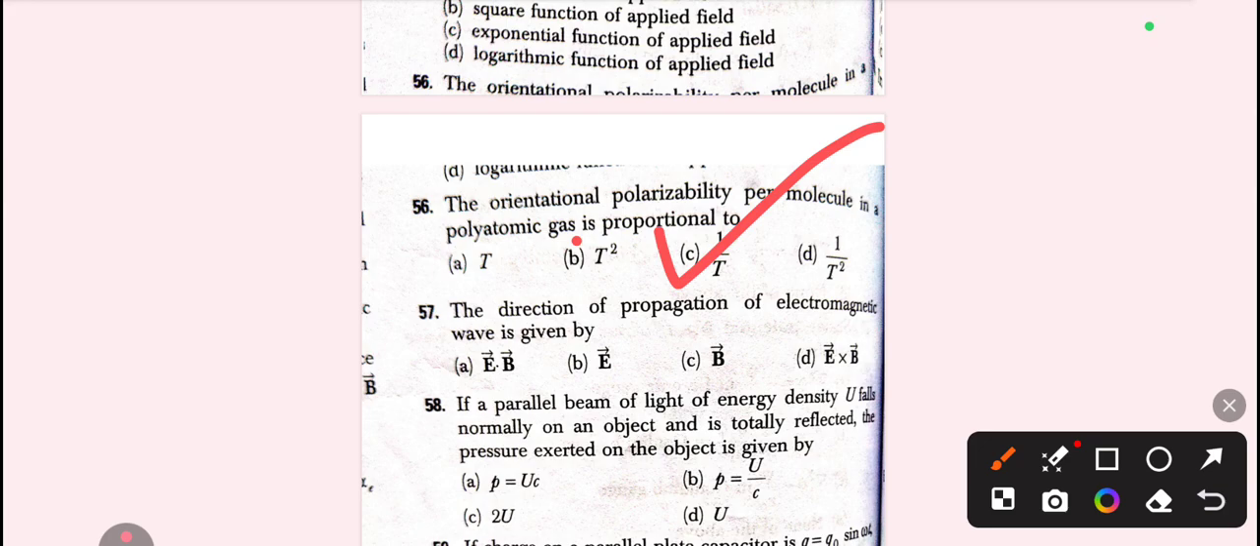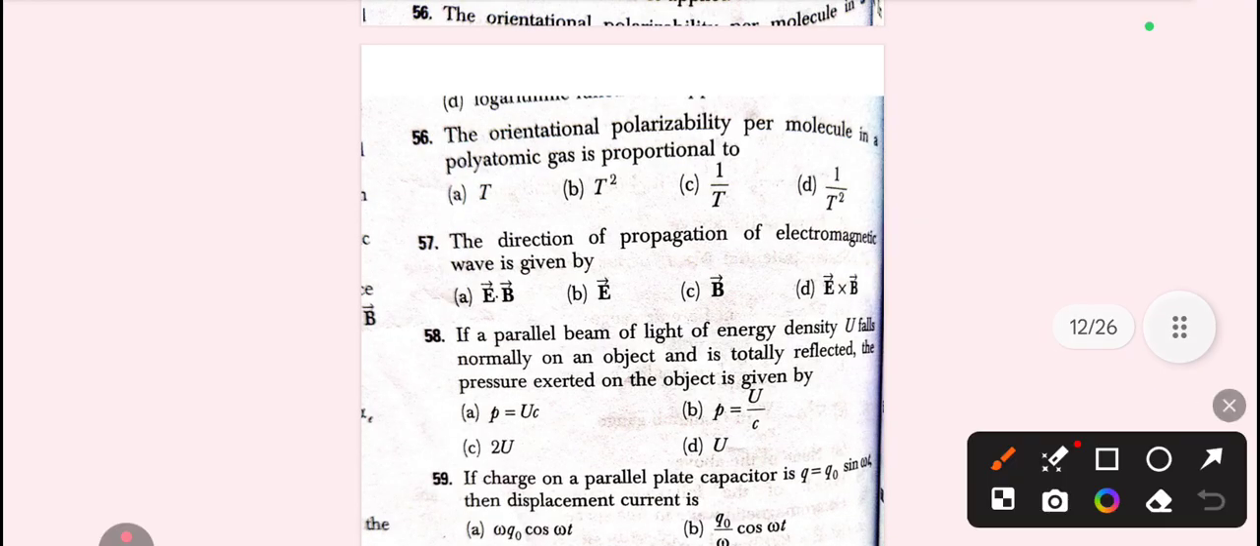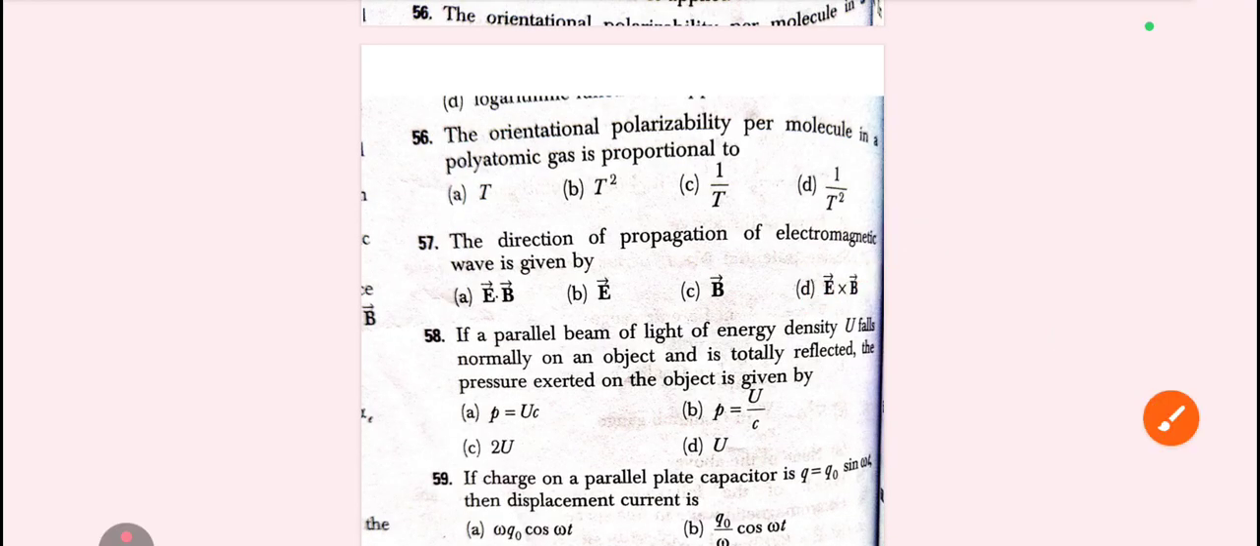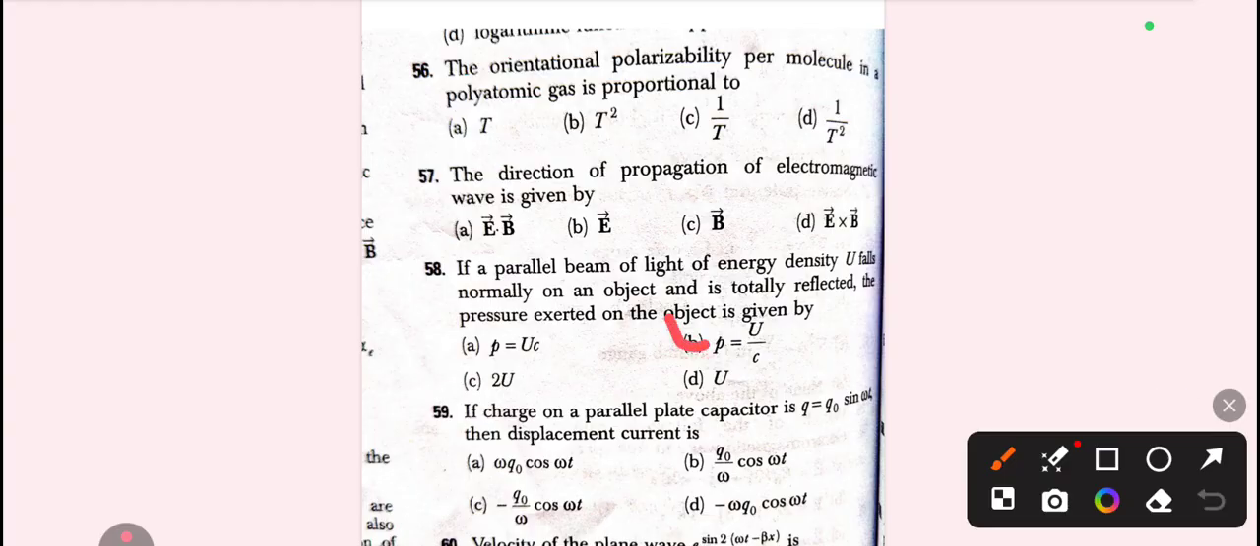The direction of propagation of an electromagnetic wave is given by E cross B. In a parallel beam of light of energy density U falling on an object that totally reflects, the pressure exerted on the object is given by P equals U over C.